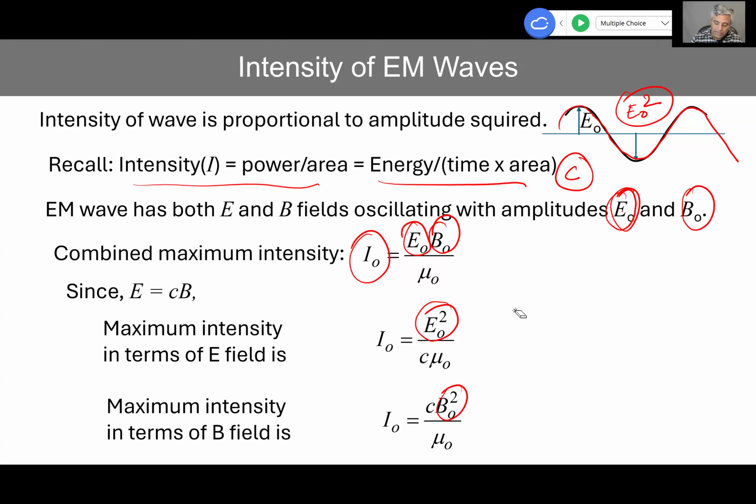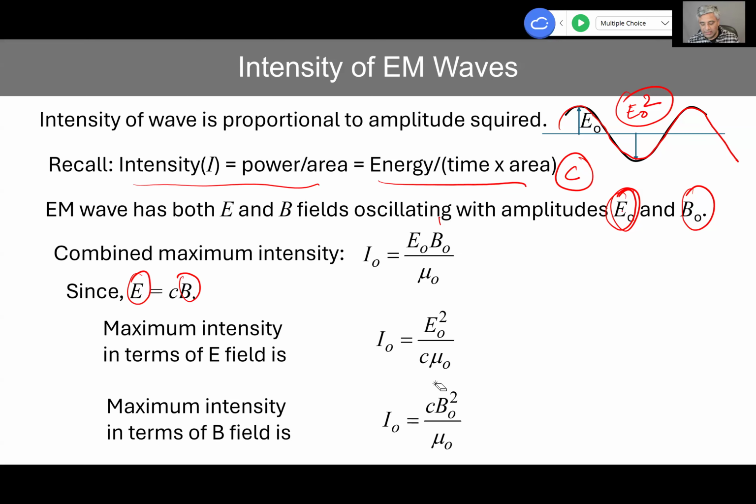When you write it purely in terms of the electric field or the magnetic field, it's easy to see there is a square. In the combined form, the square is not obvious, but since E and B are related, proportional, this is also a square thing. It's like writing x squared as x times x.